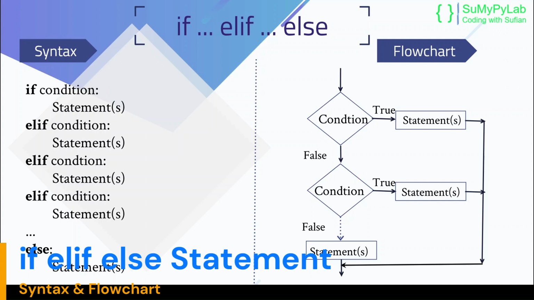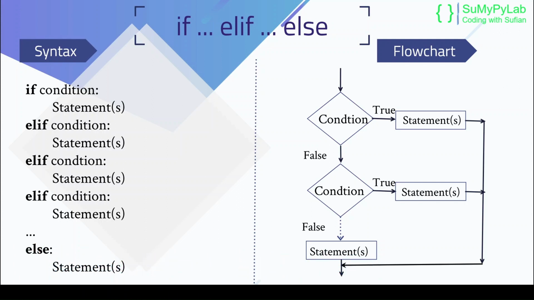Now let's move to the last form of if conditional statements. Here three keywords are used: if, elif, and else. Elif is actually the contracted form of else if. We use this construct when we have to deal with multiple conditions or multiple choices.